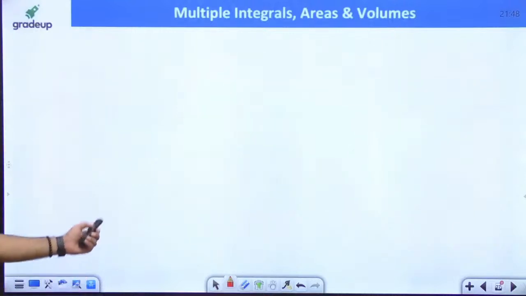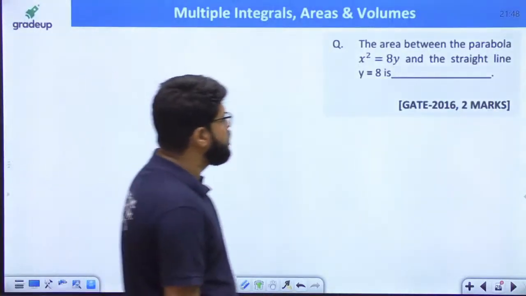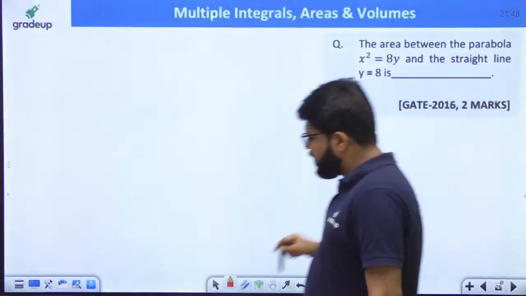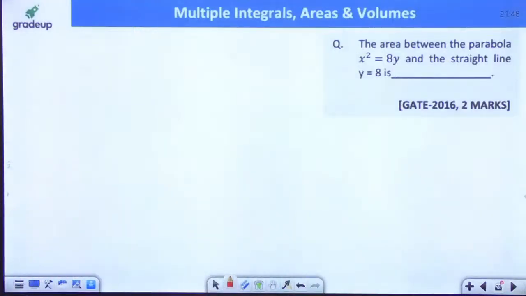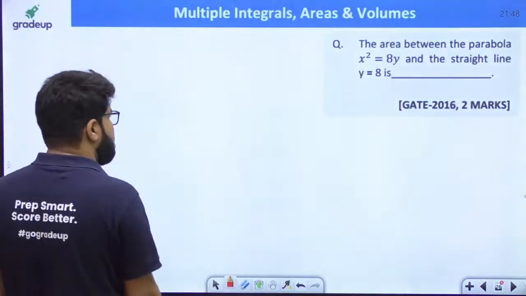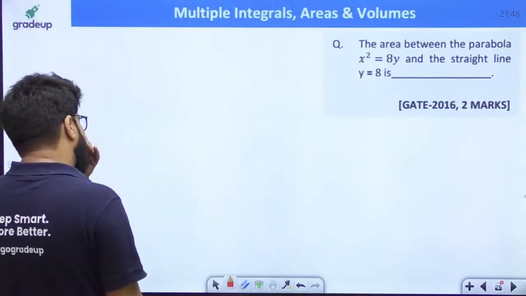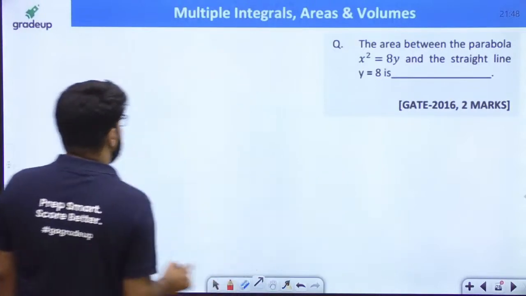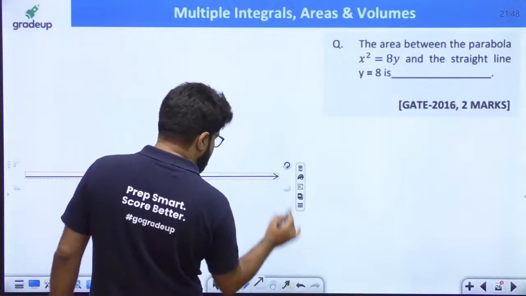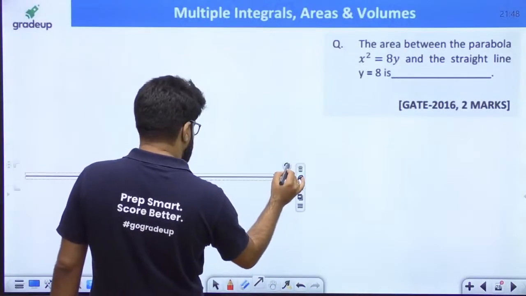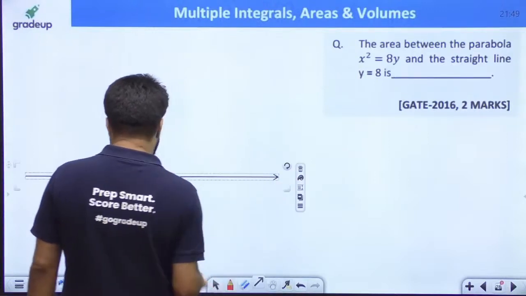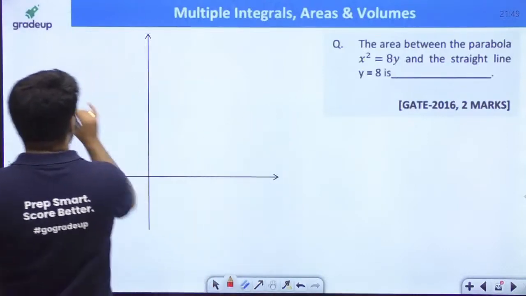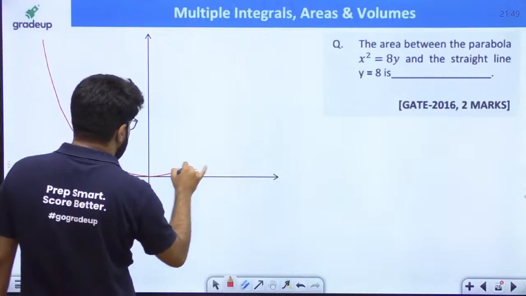Let's practice more questions. It's an NAT question of GATE 16, 2 marks. The area between the parabola x square equal to 8y and the straight line y equal to 8. Simple figure. This will be a simpler picture as compared to the previous one. x square equal to 8y and the line y equal to 8. Again a parabola opening upward.